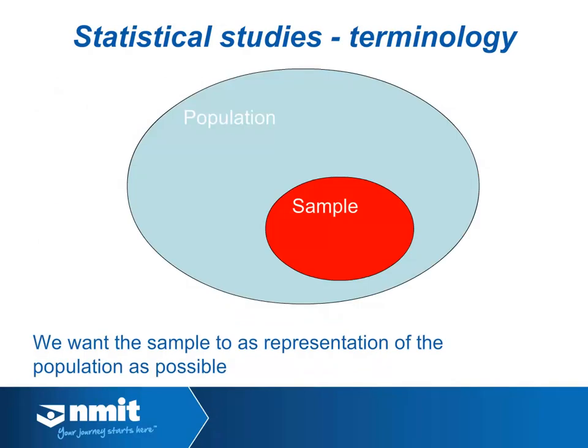Here is just a pictorial representation of what I was just saying. Imagine the population is this larger oval containing every single possible individual, and our sample is just a smaller circle within that larger population, just a subset of the overall population. And our objective of this sampling is to make sure that the data we get from this sample is as representative as possible of the overall population.